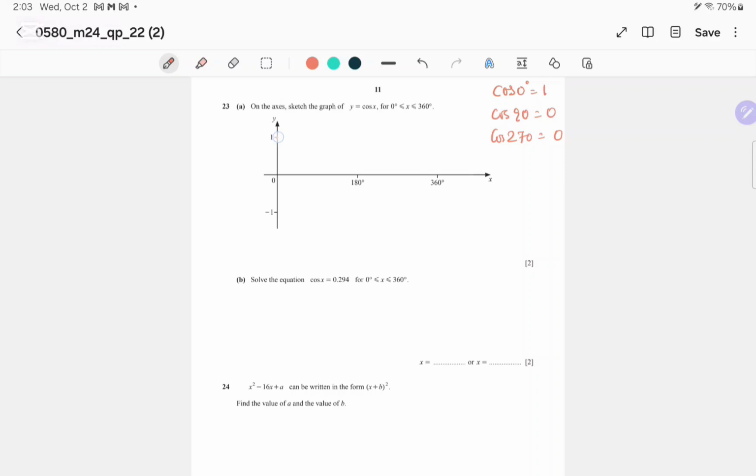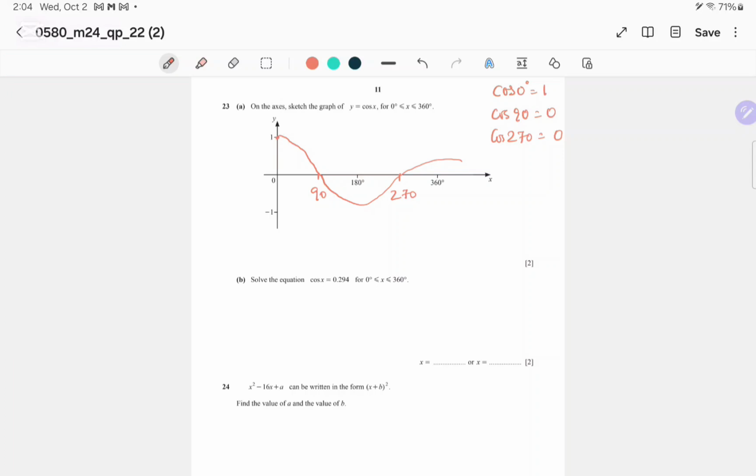We will start the graph from 1, and I will mark 90 in between. Why they have not given it, we don't know. We will just mark it to make it clear. So start from 1, then it will go to 0 at 90, then it goes to minus 1 slowly. Again 270 is 0, and at 360 it is rising up. Similar way you have to draw the graph. Can we go to the next part?